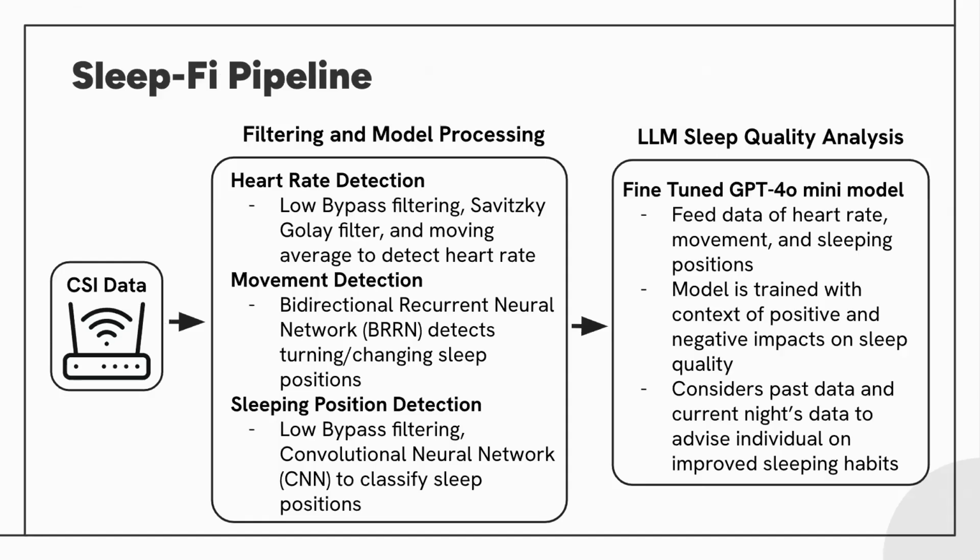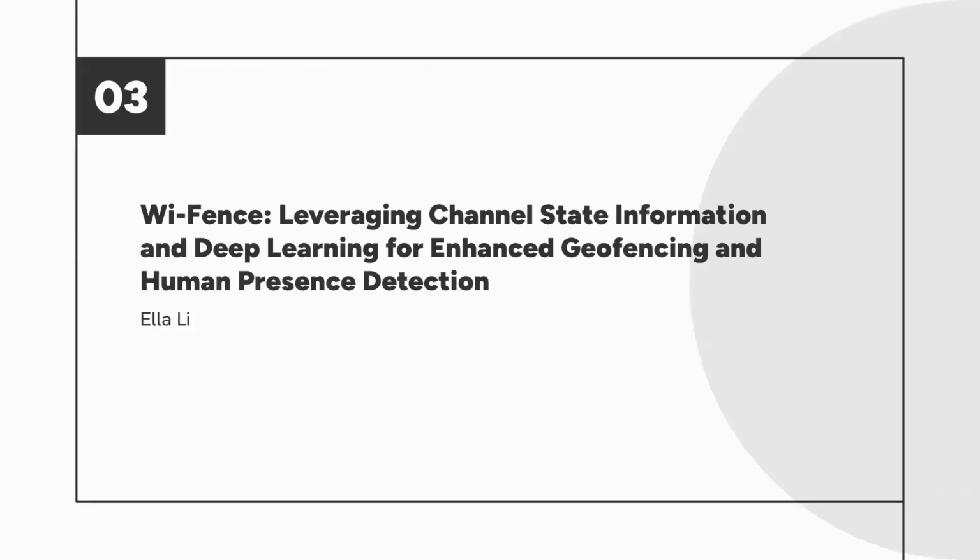So once I collect the CSI data, I will use various filtering, smoothing, and machine learning algorithms to track the heart rate, sleeping positions, and movement, as these are factors that I found to be highly correlated with sleep cycles, sleep stages, and also overall sleep health. So with this data, in combination with the context I just mentioned, I will fine-tune a ChatGPT model that will give advice to the person on how to improve their sleep, considering the previous night, as well as their historical sleep data, and give them key ideas to improve their sleep health.